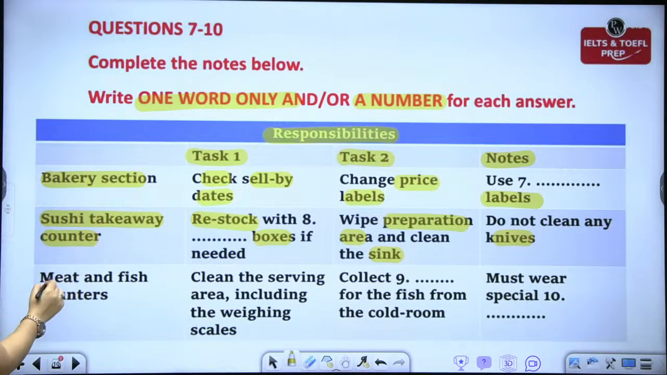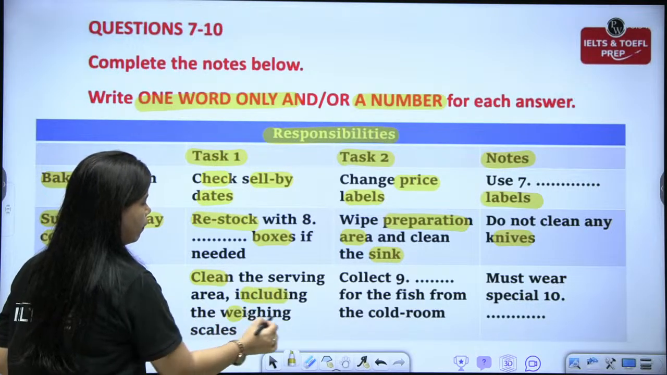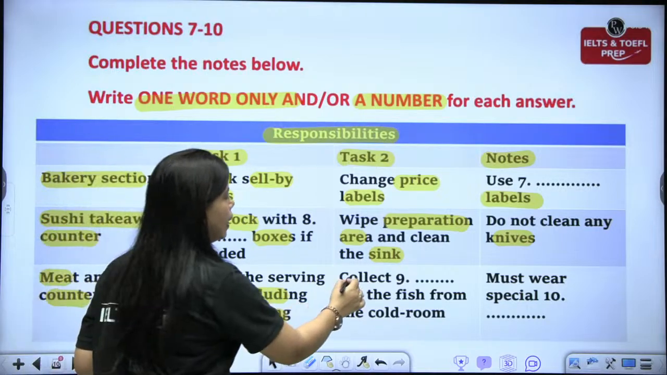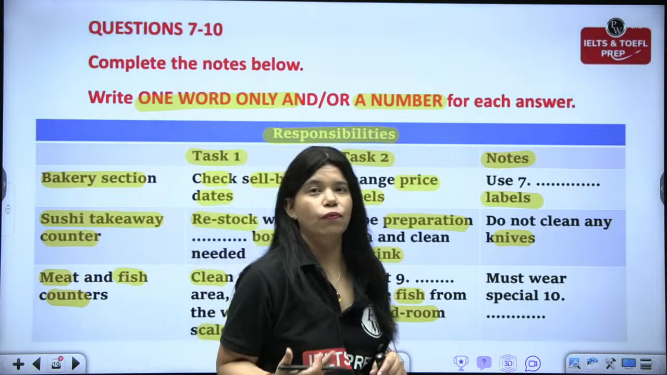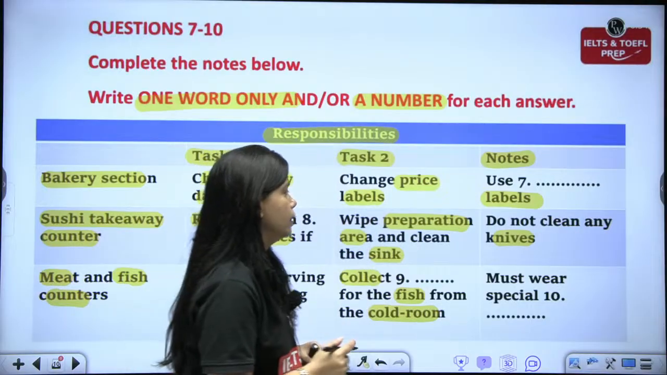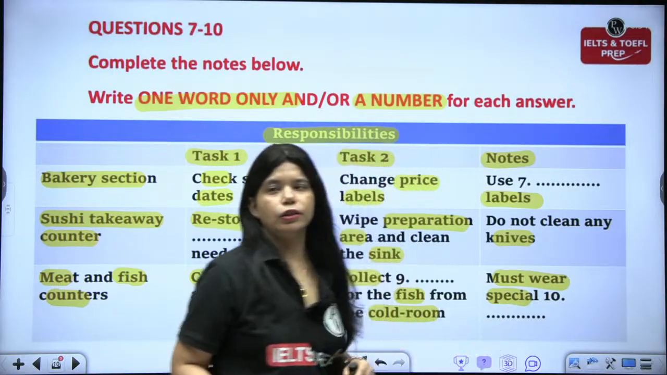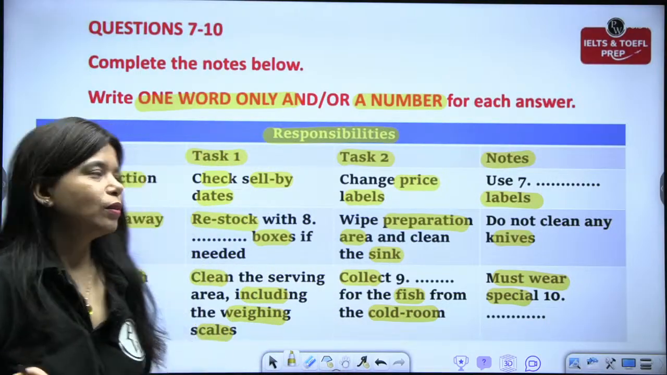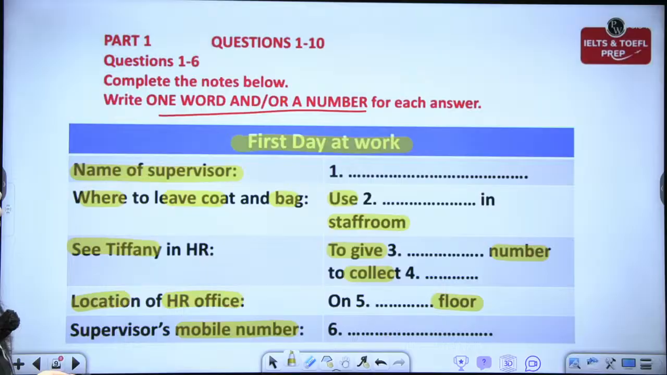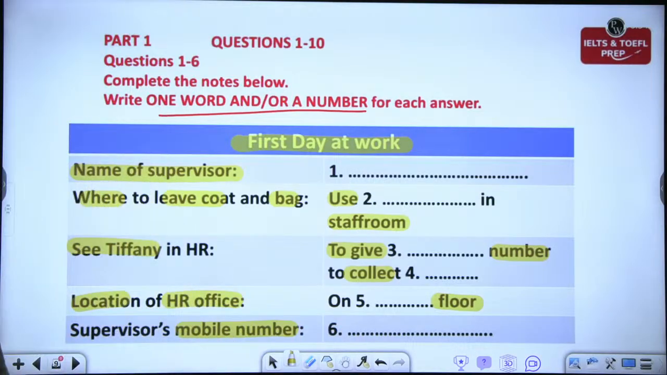And the next one, meat and fish counters. Clean the serving area, including the weighing scales. Collect dash for the fish from the cold room. Collect what for the fish? Listen up for that. And then must wear special dash. So special what? Listen up for that. Okay, so here you go. While I'm setting up the audio, give it one quick thorough read once again, guys. Off you go.